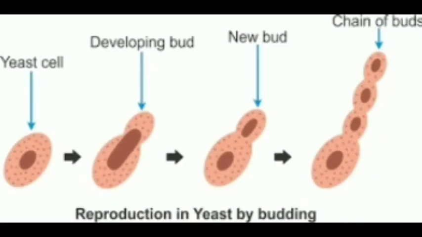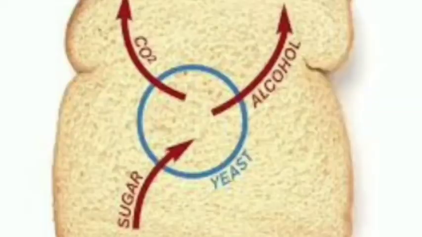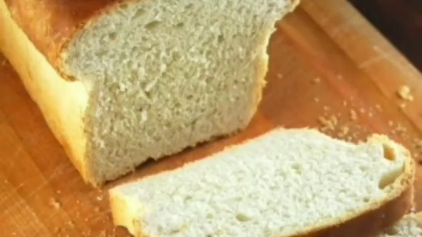Now, we will mix this yeast in a container containing warm water, maida, and a small amount of sugar. Yeast, during respiration, produces carbon dioxide, which increases the volume of the dough. Now, when this dough is baked, the yeast will die and the bread is formed.